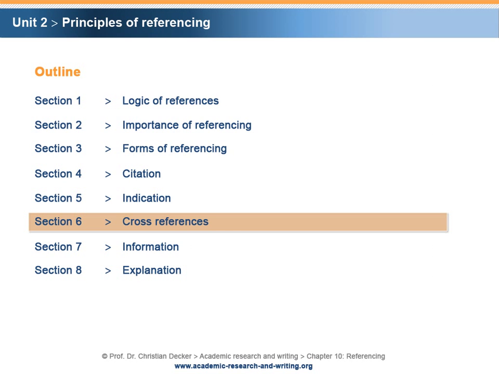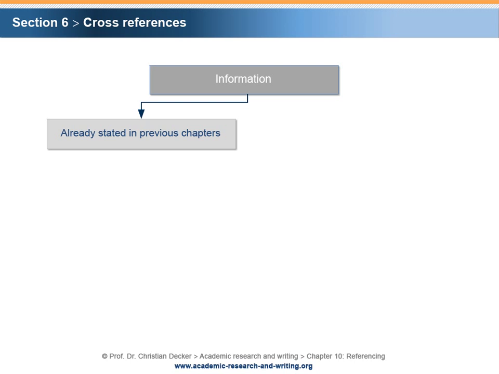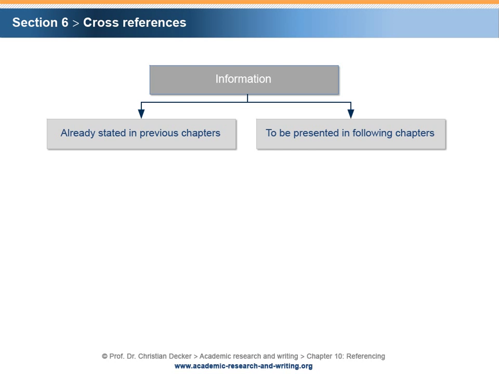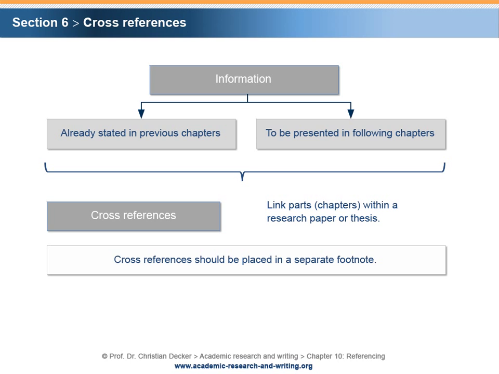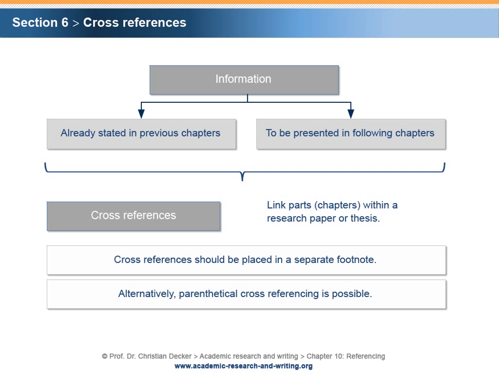Section 6. Cross-references. Referencing within a research paper is called cross-reference. A cross-reference refers to information that has either been given in a previous chapter or will be presented in one of the following chapters. Cross-references link parts, for example chapters, within a research paper or a thesis. Cross-references should be placed in a separate footnote. Alternatively, parenthetical cross-referencing is possible.